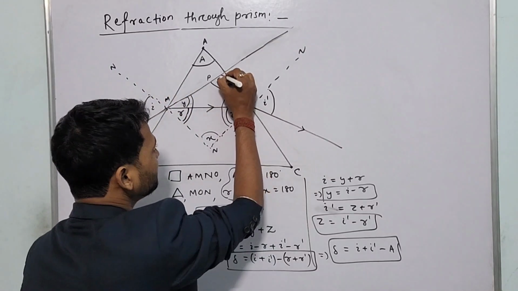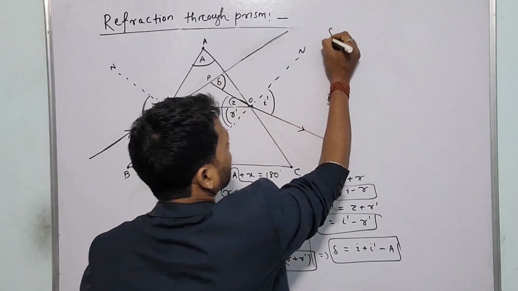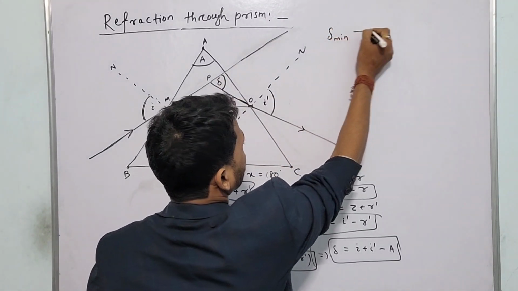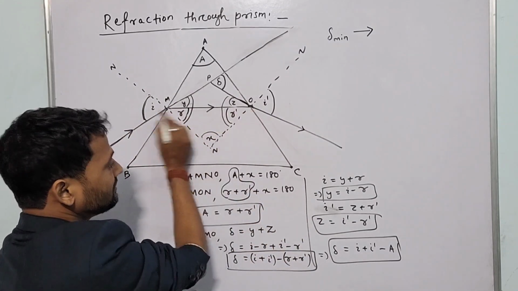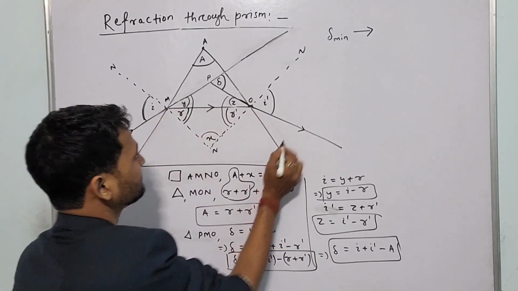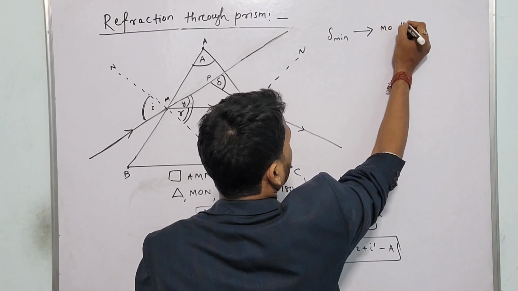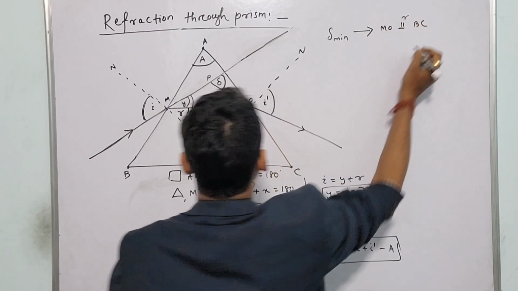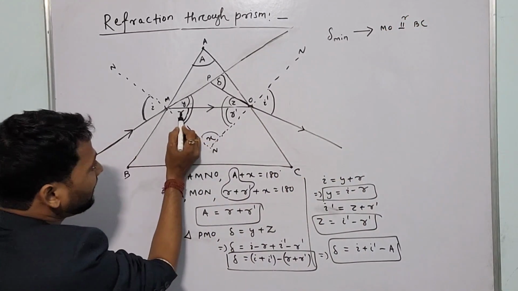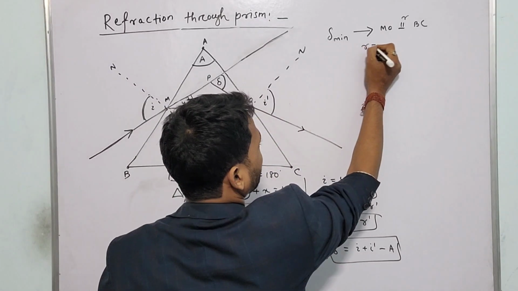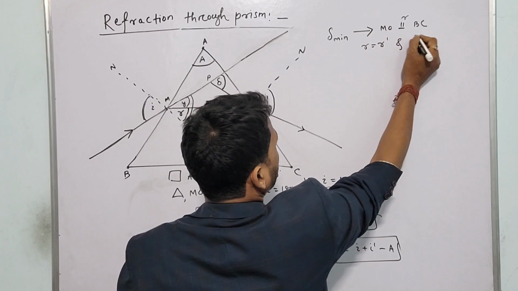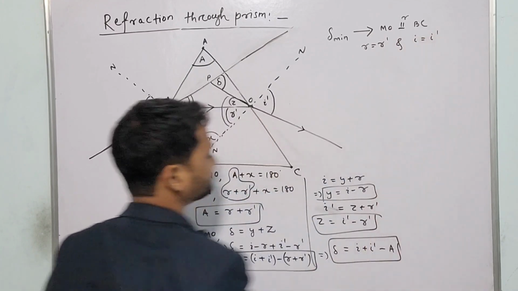Now ये जो angle of deviation minimum कब होगा? इसका condition क्या है? That ray must be parallel to BC. मतलब MO must be parallel to BC and R should be equal to R dash and I should be equal to I dash. R will be equal to R dash and I will be equal to I dash.